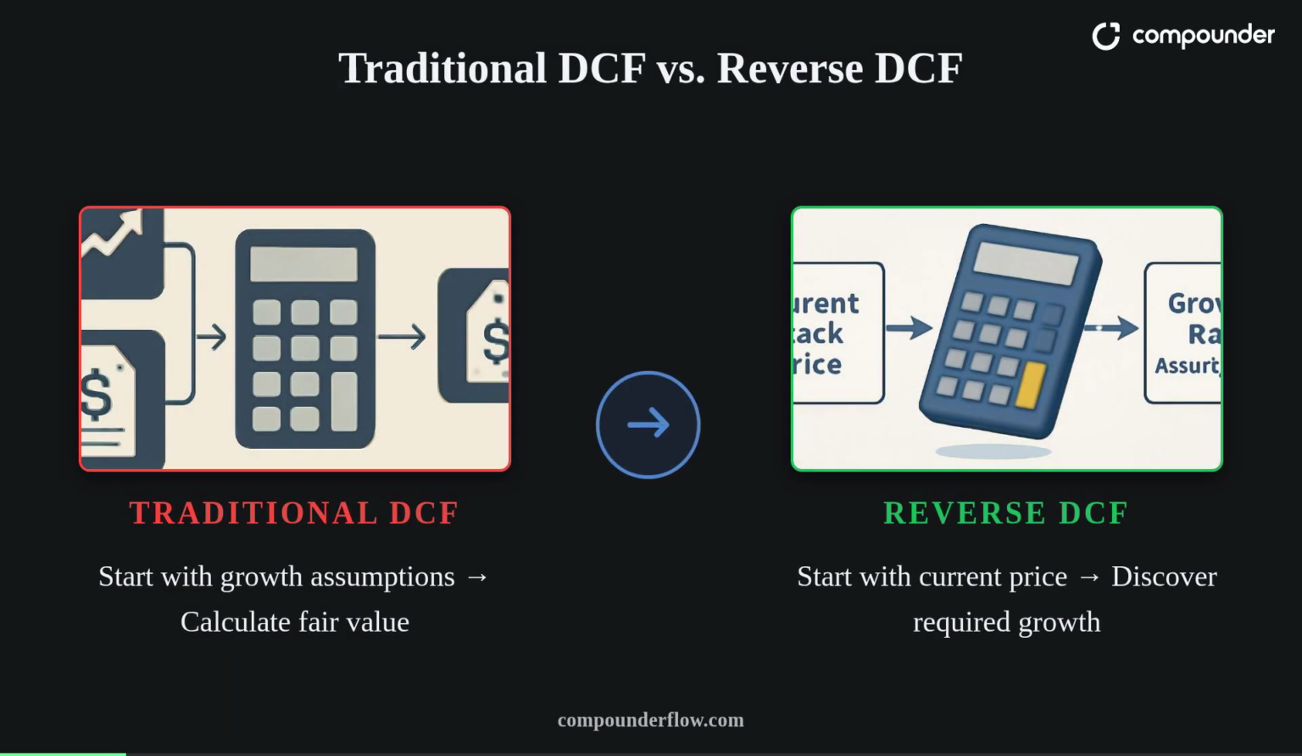Think of it this way. Every stock price tells a story. When Apple trades at a certain price, that number isn't random. It reflects the collective beliefs of millions of investors about Apple's future. But what exactly do they believe? Will Apple grow revenue by 5% annually, 15%, 25%? Reverse DCF helps us decode these hidden expectations.